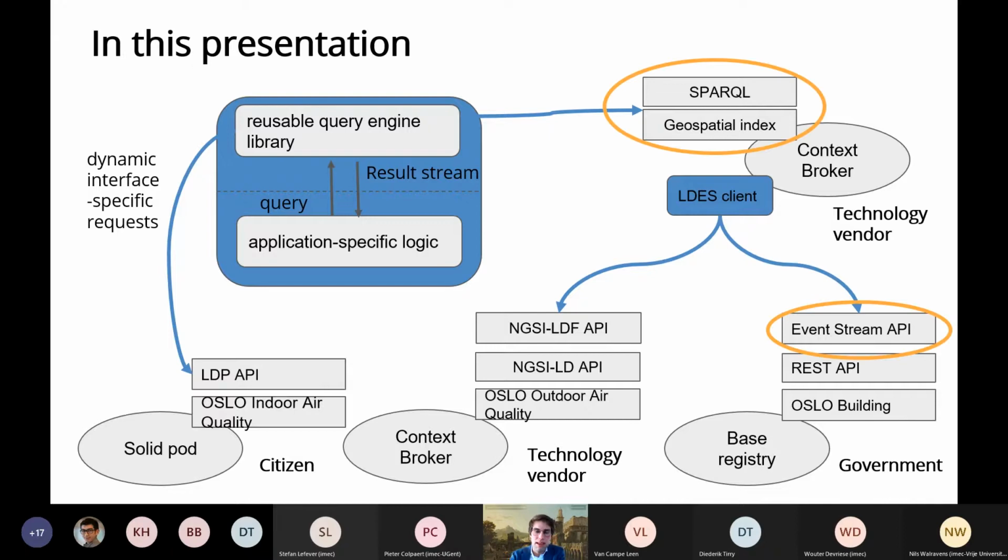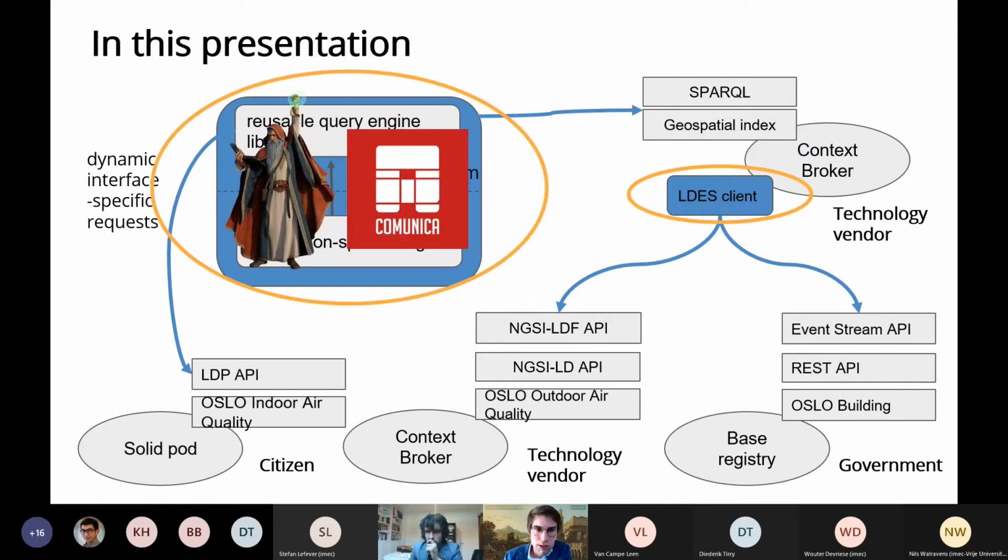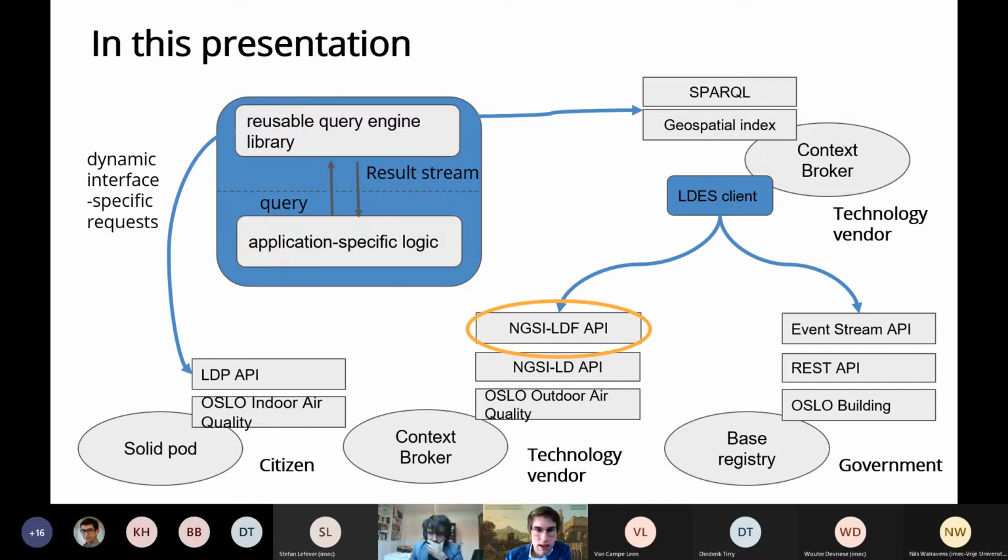So first in this presentation, we'll talk about the event stream API and how other indexes can be built on top of that. Then we will talk about the LDES clients to synchronize with event streams and how this works with Comunica, that is a reusable query engine. And finally, we'll talk about NGSI-LDF to also support event streams on top of NGSI-LD.